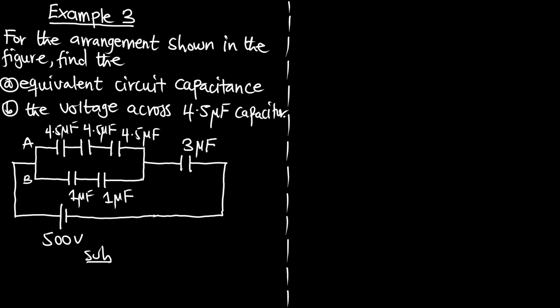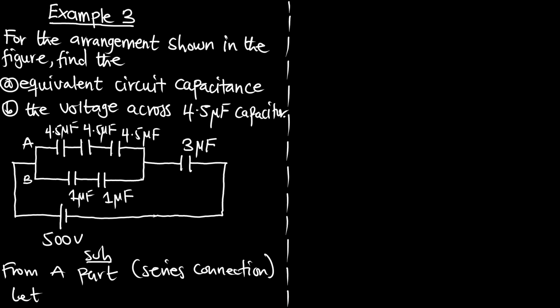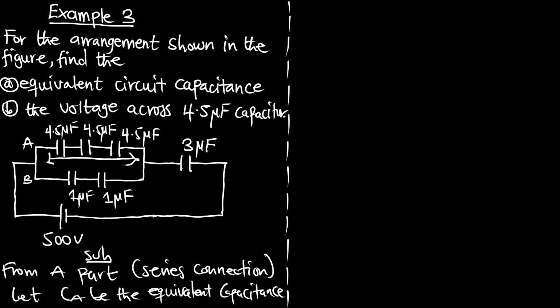From the A part, which is a series connection, we have three of the capacitors. So I will let CA be the equivalent capacitance at the A part. Are we okay? So I'm letting the total capacitance across the A part for the three capacitors be called CA, and they are in series.